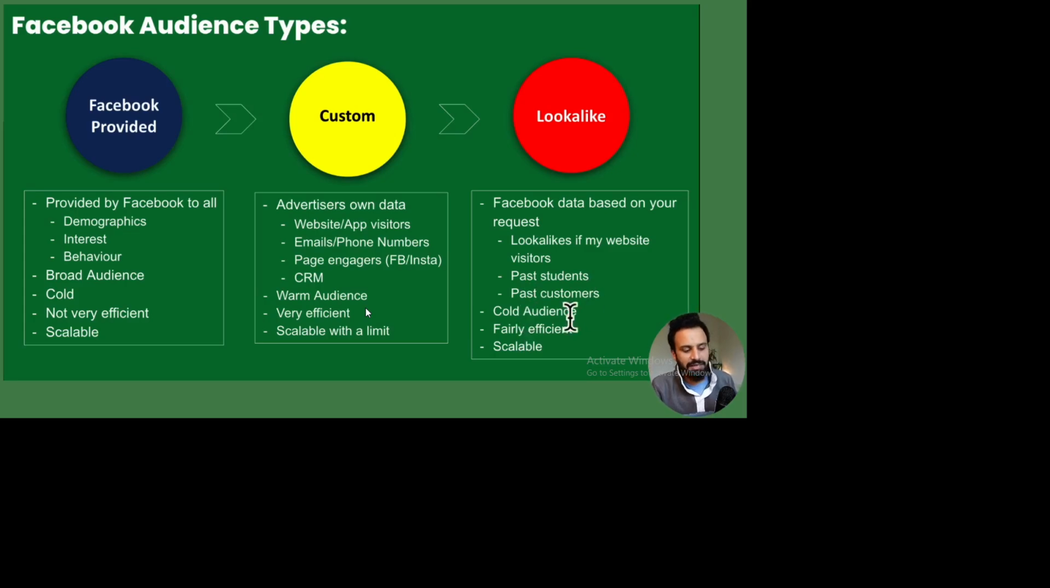And past customers. These are generally a cold audience because they have not interacted with your brand, because you are finding people like your warm audiences. And they are fairly efficient as well. They are somewhere in between Facebook provided and custom audiences. They are not as good as custom audiences, and they are not as broad as Facebook provided audiences, and they are scalable, because when you create lookalike audiences, we will see in the course, you basically can choose how much percentage similarity you want to find. Anyways, we'll do all of this in practical and you will understand, but I just wanted to give a broad outlook that there are 3 types of audiences when it comes to Facebook.